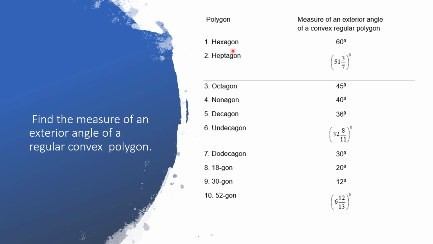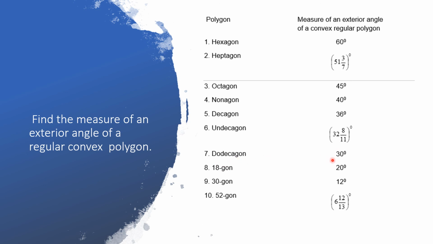If we have a hexagon, the measure of an exterior angle is 60 degrees. For a heptagon, we have 51 and 3/7 degrees. For an octagon, we have 45 degrees. Nonagon, we have 40 degrees. Decagon, we have 36 degrees. And hendecagon, we have 32 and 8/11 degrees.